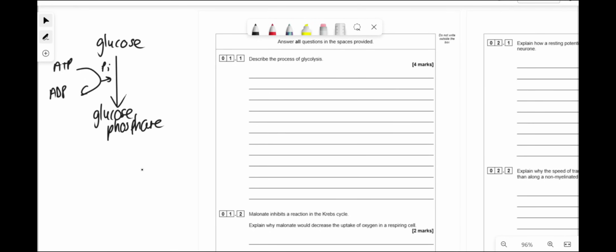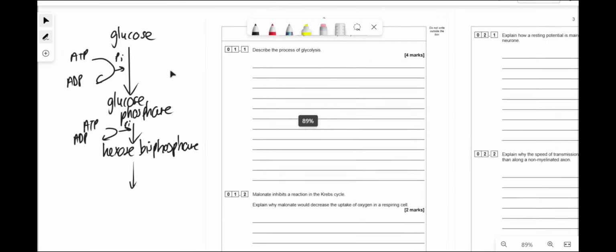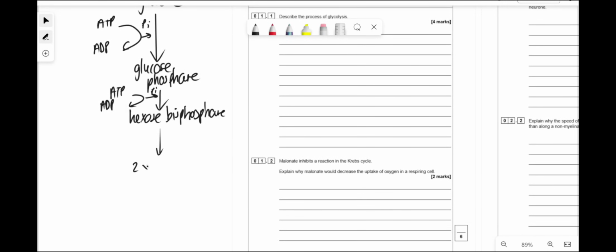Then what happens is you do the same thing again and you get hexose, because glucose is a 6-carbon sugar, hexose, and then bisphosphate. It's got two of them, like that. And unsurprisingly, that also uses an ATP, which is hydrolyzed to ADP, and Pi, which goes there. Then this splits into two molecules of triose phosphate. You cannot just say TP, you need to say the whole thing, triose phosphate. You can abbreviate it later, but you need to say that.